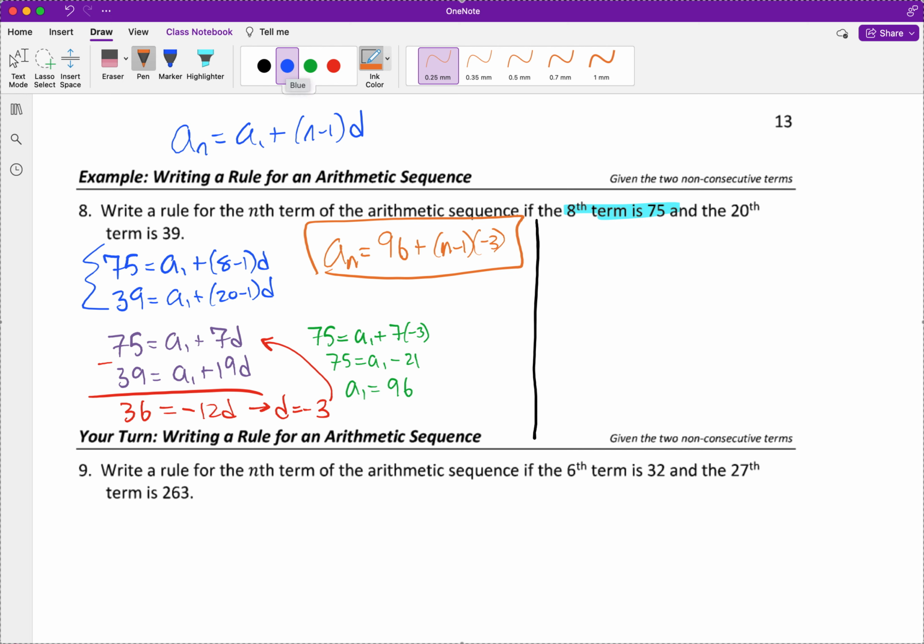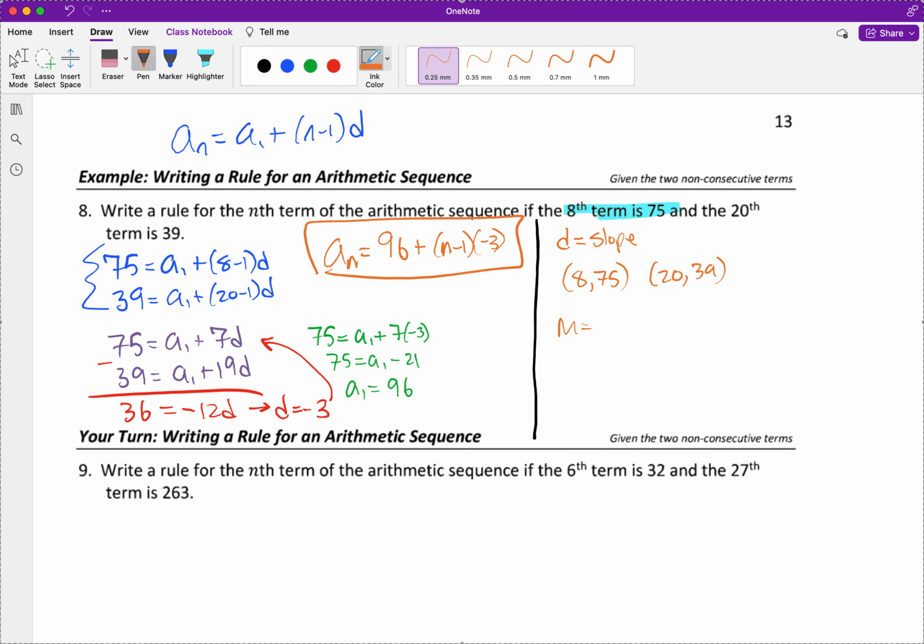If we recall that arithmetic sequences are linear functions, right? So an arithmetic sequence is linear, and we know that the common difference is equal to the slope. Well, what if we just treated these term numbers like they were points? So let's just say I had the point 8, 75, and I had the point 20, 39. I could just find the slope, right?